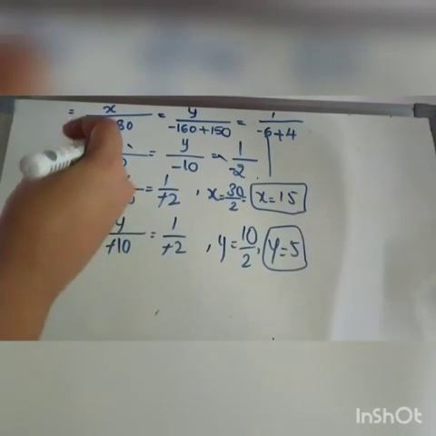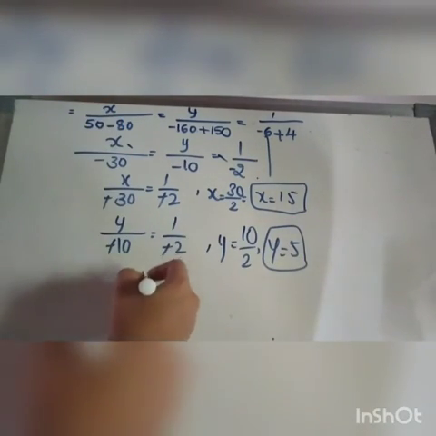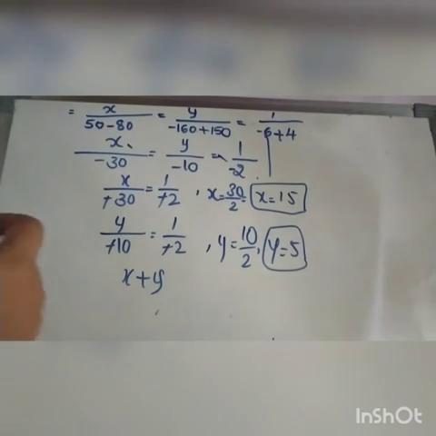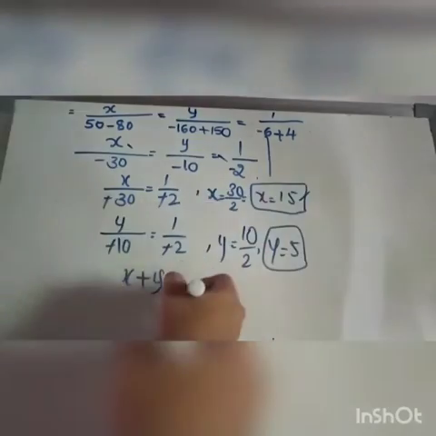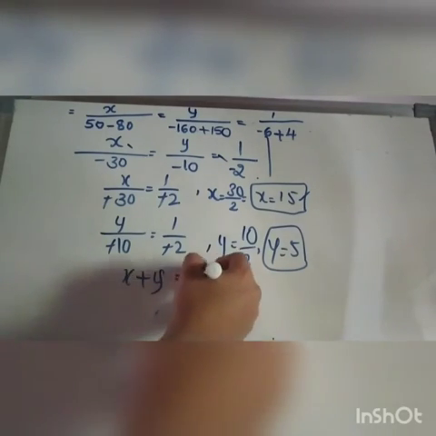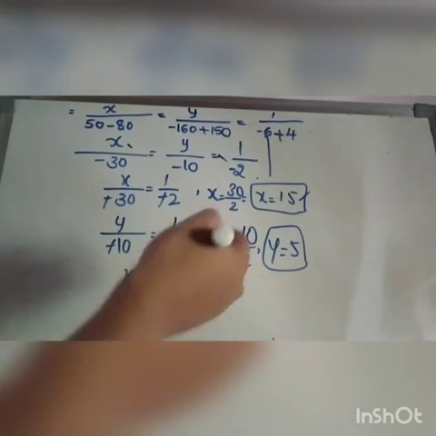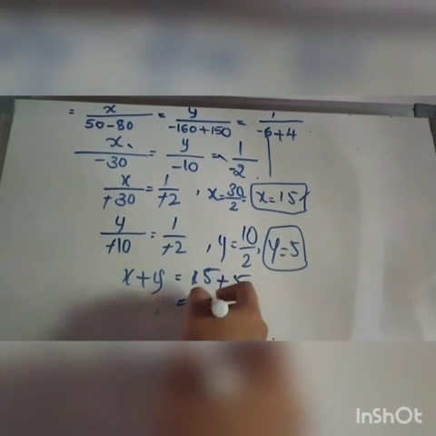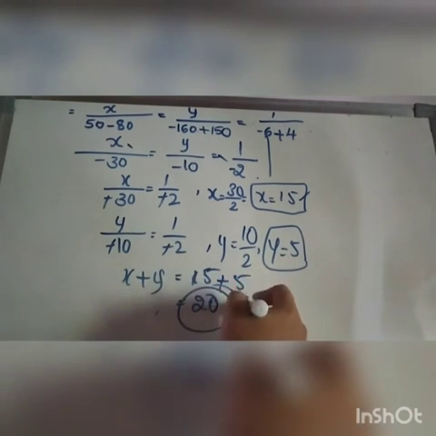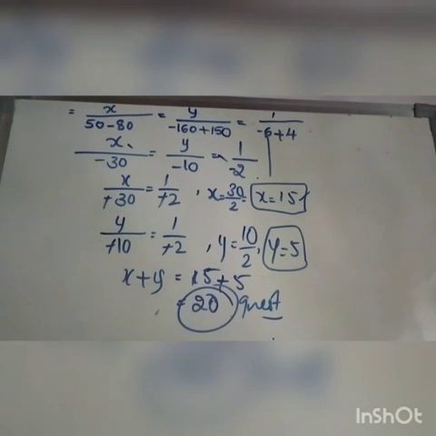So how many questions were there in total? X plus Y: correct is 15 plus 5 wrong. So totally there were 20 questions in that exam paper. Okay, similarly we'll go with the next question.